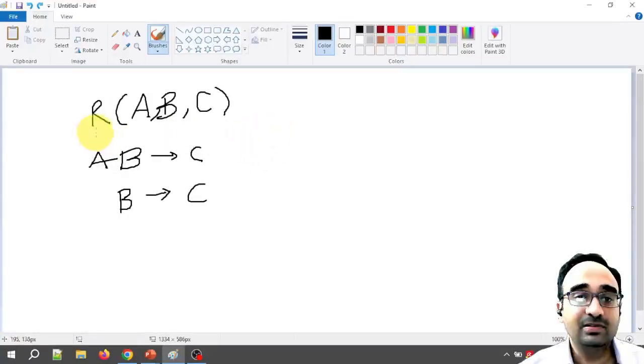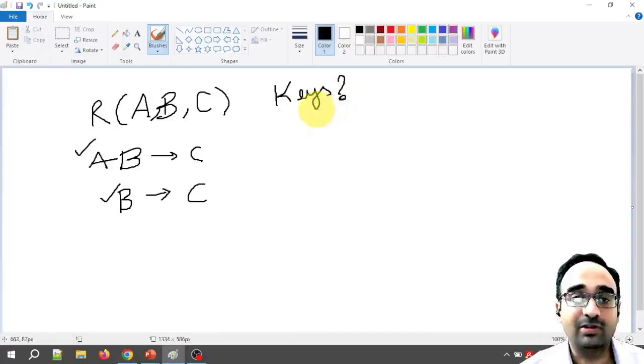A relation R which has three attributes A, B and C is given to you, and they are also giving you two functional dependencies. Now they are asking you to find the keys, the candidate keys. The question is, what are the keys?